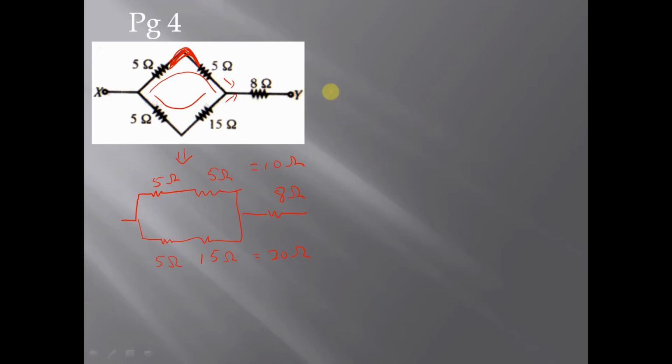So this becomes a simpler circuit, where on top is 10 ohm, and below there is a single value of 20 ohm. Alright, then coming out from here is an 8 ohm. Okay, so as you can see, this and this are in parallel. So 1/10 plus 1/20, here you get 3/20. Remember, this is not the total yet.